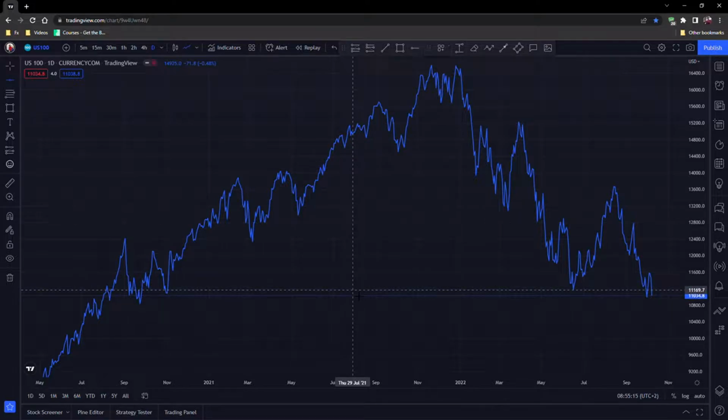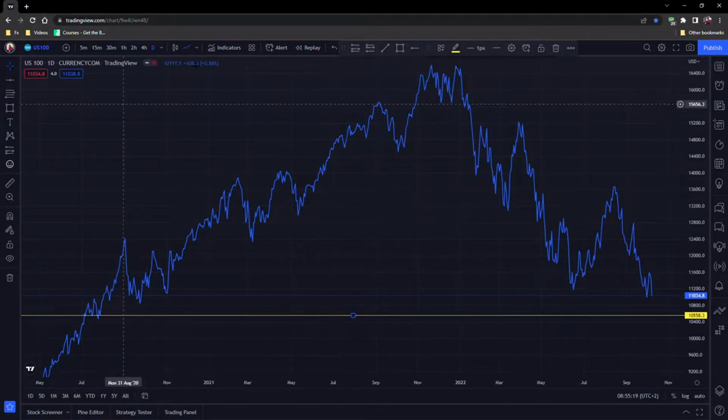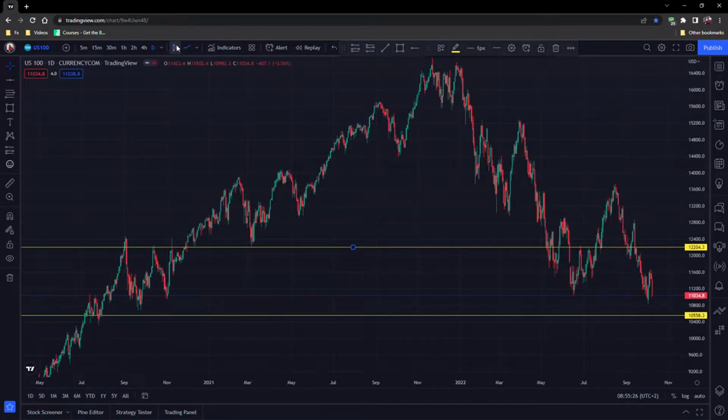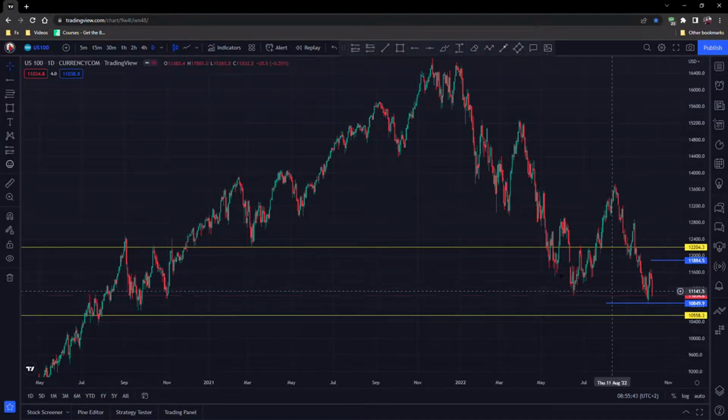Right now we are looking at US100, so we'll plot our weekly low and our expected weekly high. Let's go to the candlesticks and we'll plot this area right here. This is another low area. As you can see, when the market reached this area right here, it bounced back up. And this area right here is also another high area that we might expect the market to bounce back to.